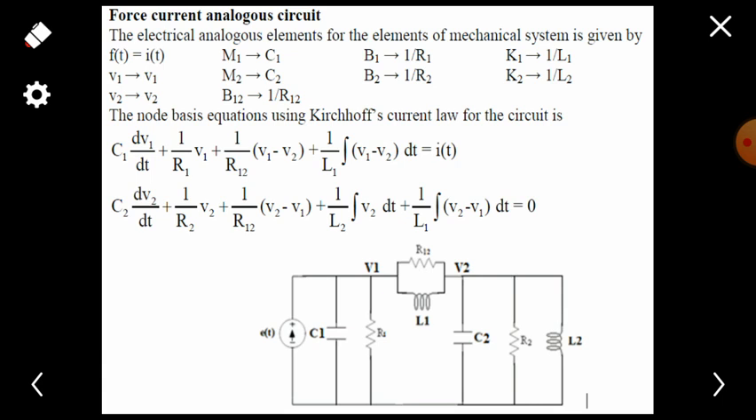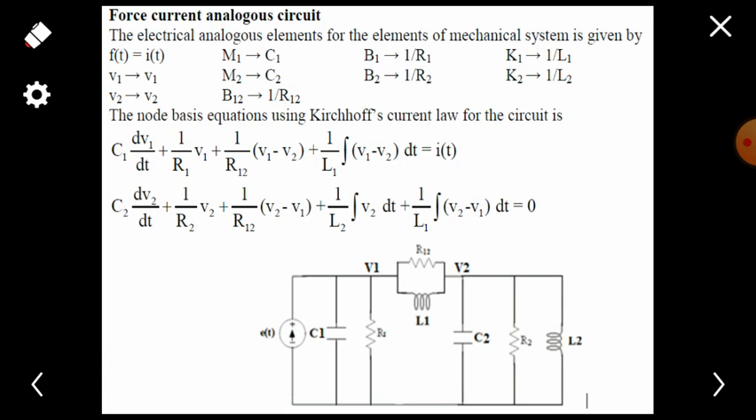So using this substitution we get C1 into dV1 divided by dt plus 1 divided by R1 V1 plus 1 divided by R12 of V1 minus of V2 plus 1 divided by L1 into integral of V1 minus of V2 dt equal I of t. C2 into dV2 divided by dt plus 1 divided by R2 into V2, 1 divided by R12 of V2 minus of V1 plus 1 divided by L2 into integral of V2 dt plus 1 divided by L1 into V2 minus of V1 into dt equals 0.